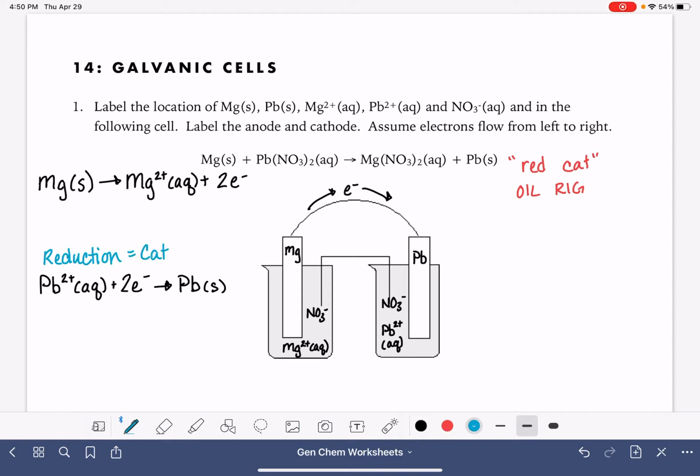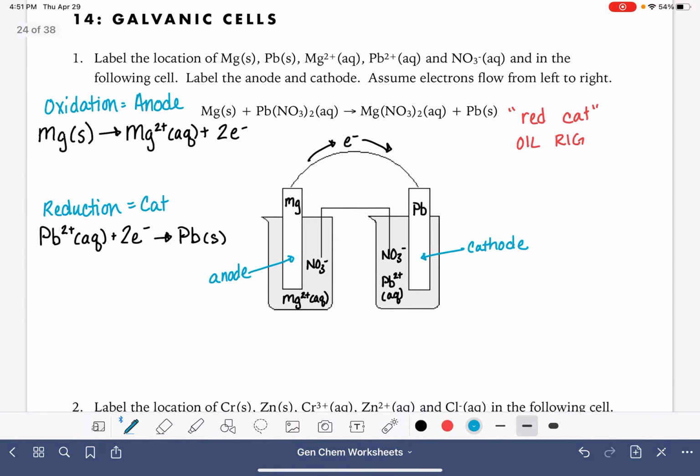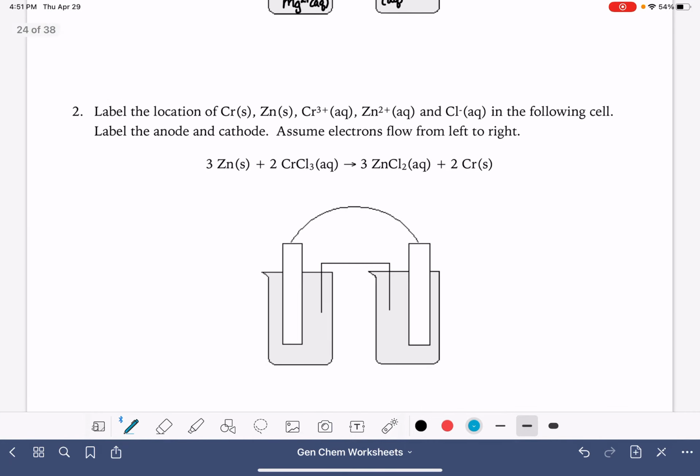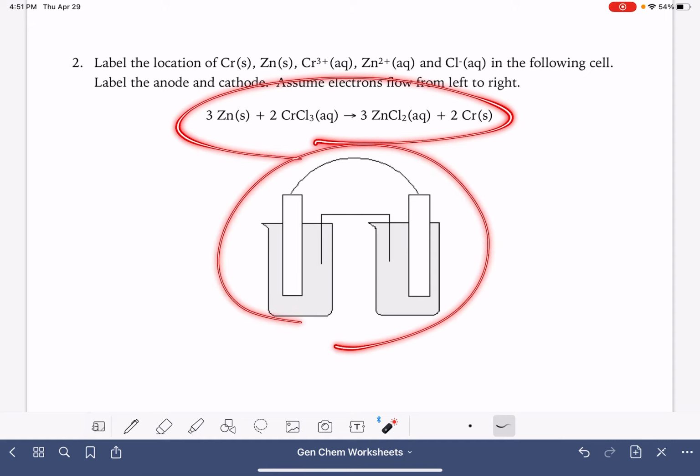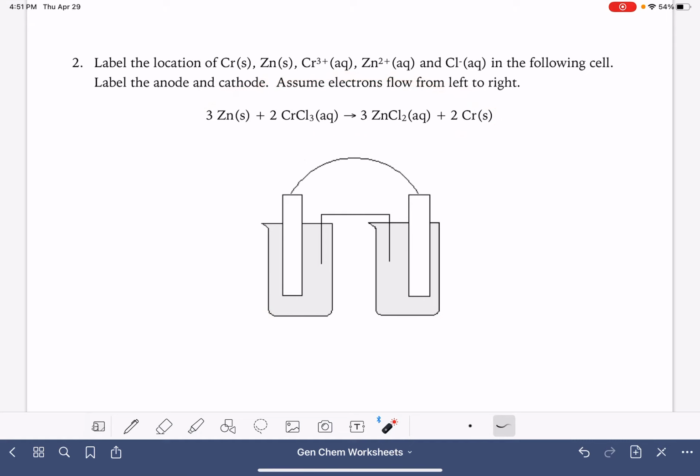So we're going to label this the lead side. This is our cathode. And this is our oxidation. And the oxidation half reaction takes place at the anode. So we'll label this one: the magnesium is the anode. We've got one more that we can practice. Pretty similar thing. Here is our redox reaction, and here is our blank diagram, and we're just going to label the same type of stuff.